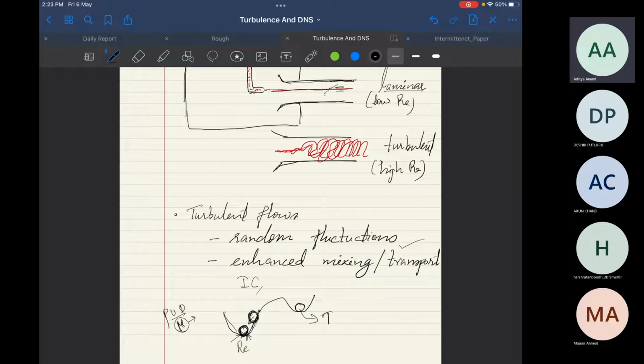And once you have an understanding of how these transport properties are enhanced, you can manipulate the flow to either increase the mixing properties when you want it, or decrease the mixing or transport properties when that is what is desired.